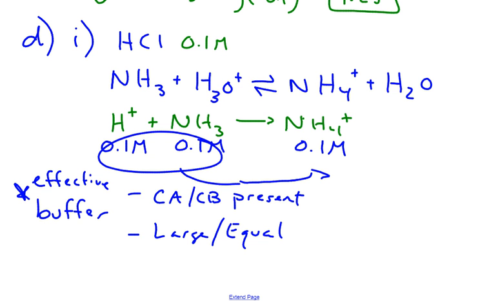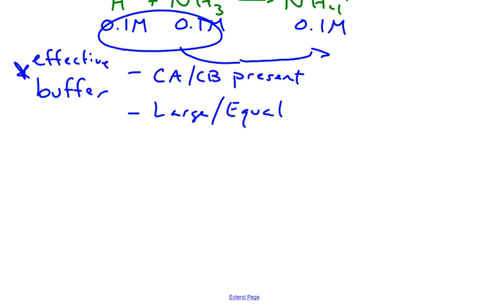So if it's ever asked which one is the better buffer, it's the one that has larger amounts, and they're more equal on each side. Okay, so that was only 1 point though. So again, after all that, you're like, I don't know, 1 point. You let it go and you move on.